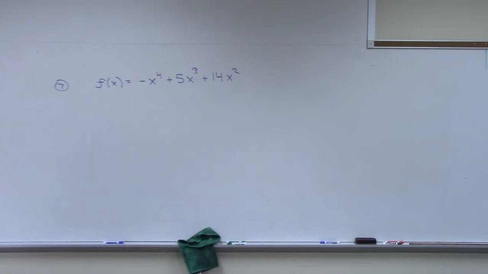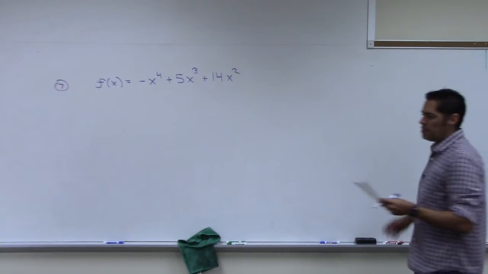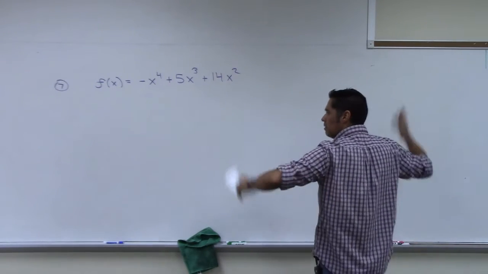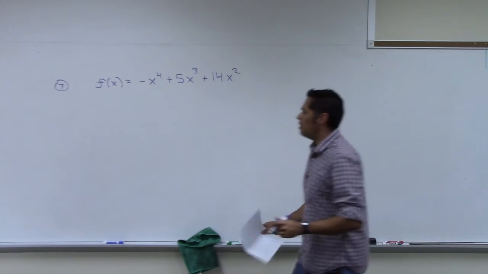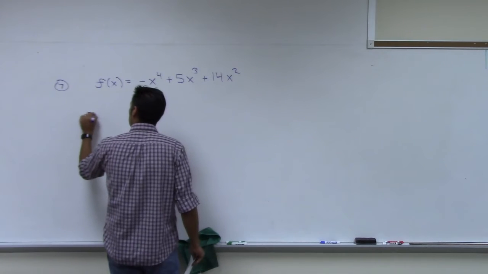How do you graph this? I want you to sketch it. Do you remember how to do this? This was that whole end behavior first. Okay, what's the degree of this polynomial?